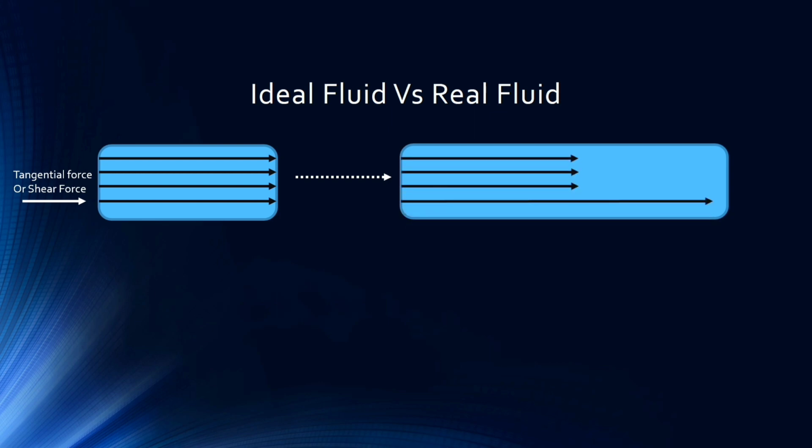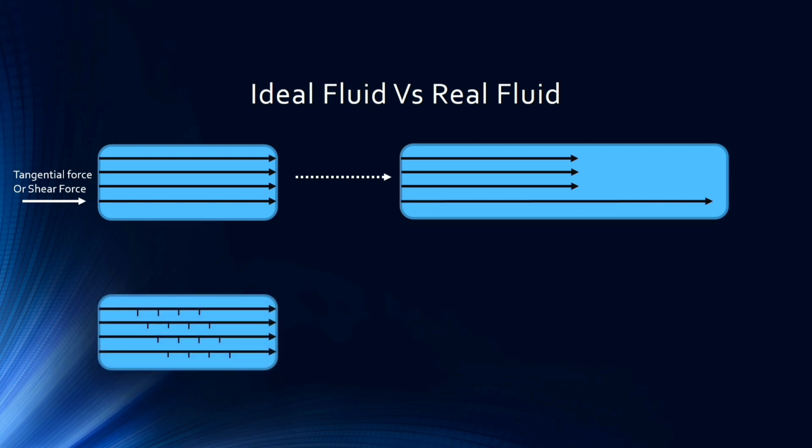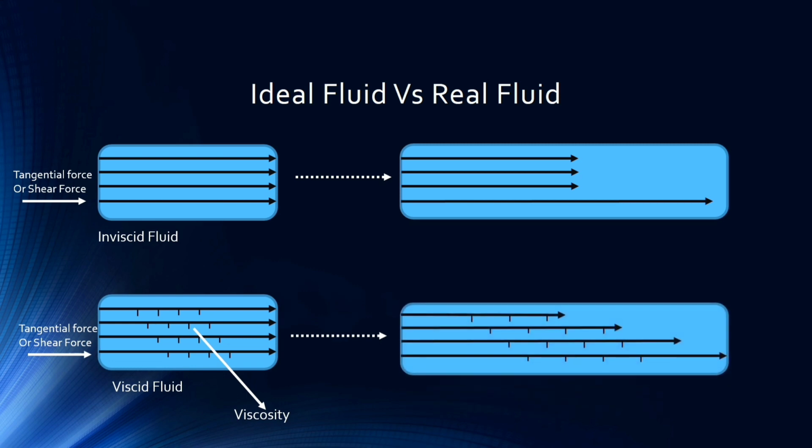On the contrary, real fluid is one in which there is layer-to-layer interaction. This internal interaction is called viscosity. Based on viscosity, the real fluid is also termed as viscid fluid, and ideal fluid is also termed as inviscid fluid. In real fluid, if a shear force is applied on one layer, then viscosity transmits the effect of the force to the other layers and a velocity profile is developed. We shall discuss this scenario further under Newton's law of viscosity.